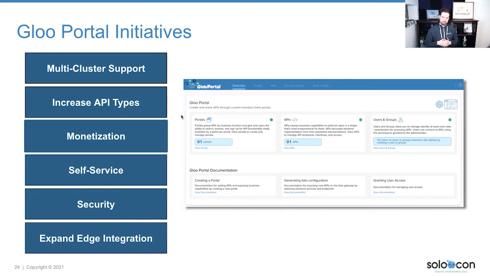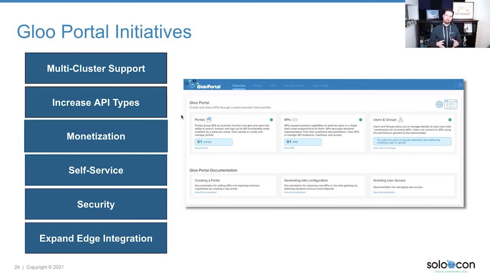Increase API types. You saw us adopt gRPC and have a similar workflow in UX to REST using OpenAPI. There are other API types out there. We mentioned GraphQL, and there's a GraphQL effort ongoing right now for Glue Edge. So you'll see it drop there first, but I'd like to get that into the developer portal as well.